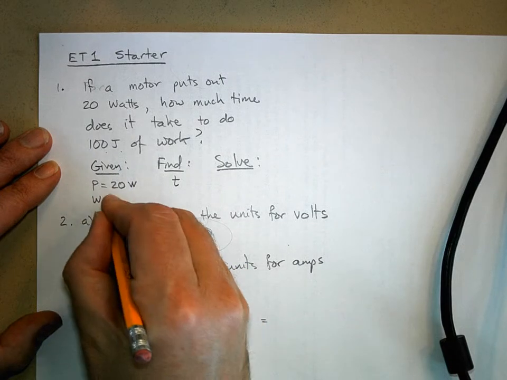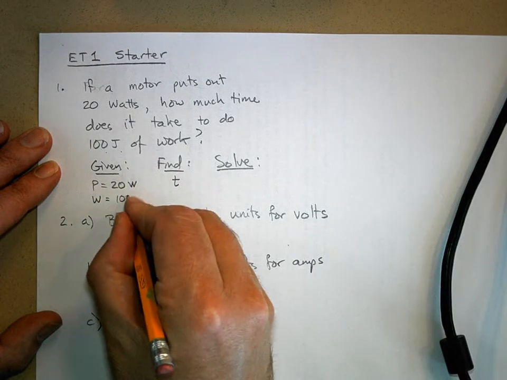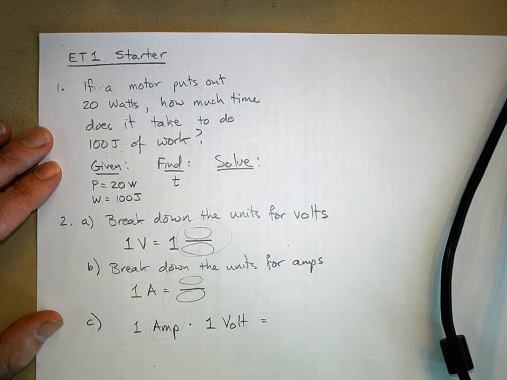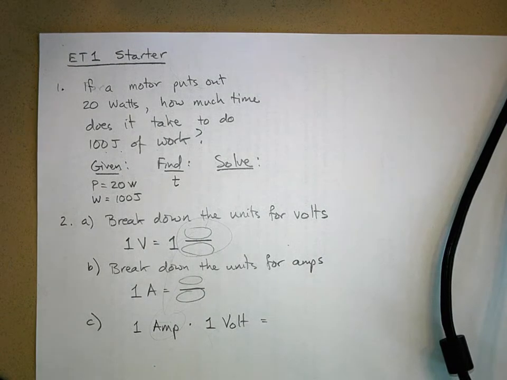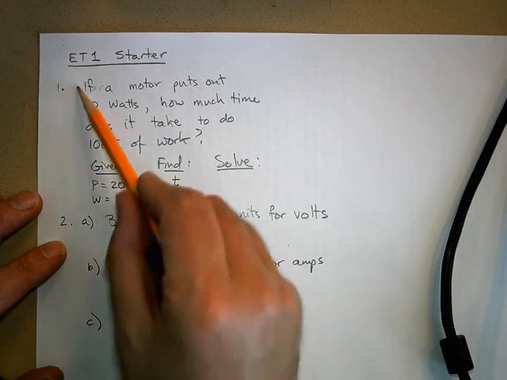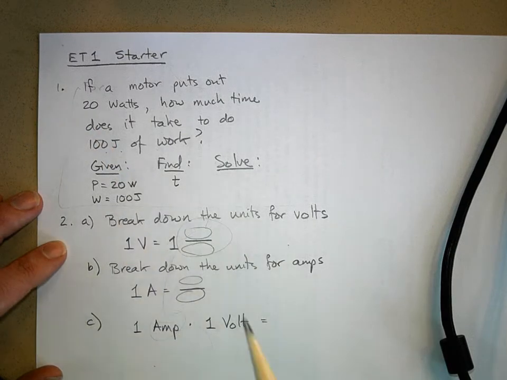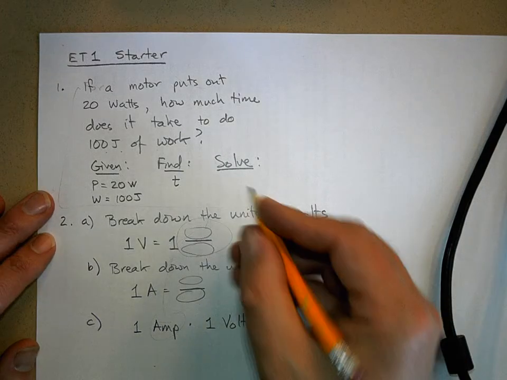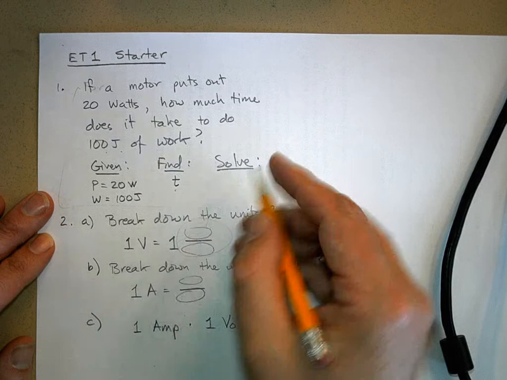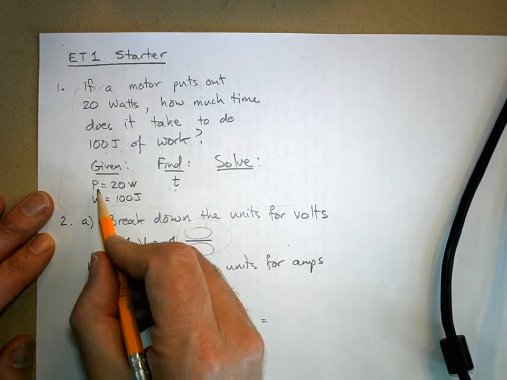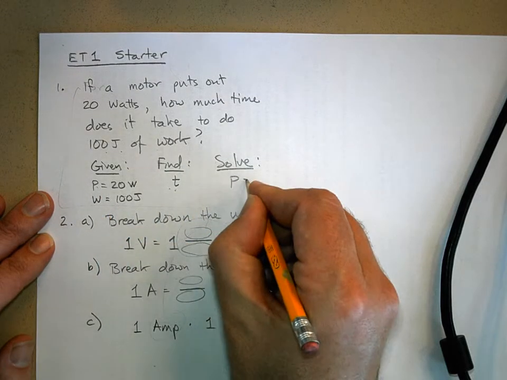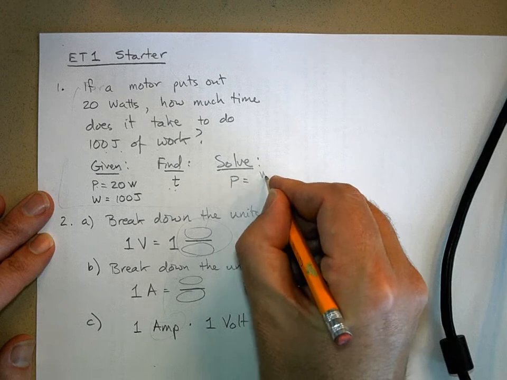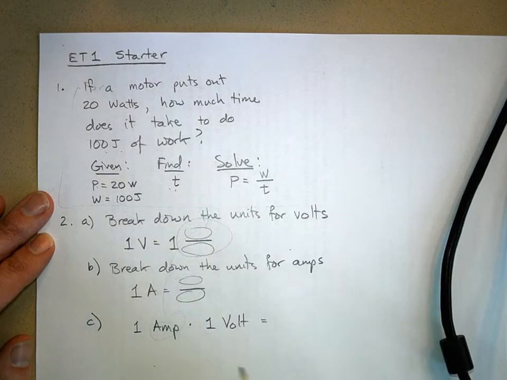So we know work equals 100 joules. And I know for some of you, this is getting to be old hat, but a lot of you still need practice in how to set up problems like this. And this will be really helpful to you in your future someday, I hope. Anyway, so you start off, we're trying to find time, but we need the relationship between time, power, and work. So power is equal to work over time, right?